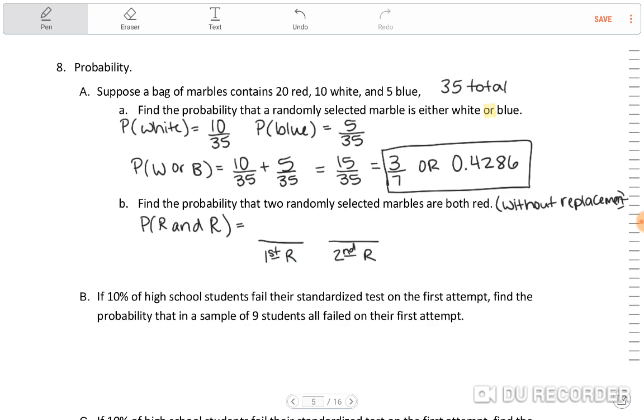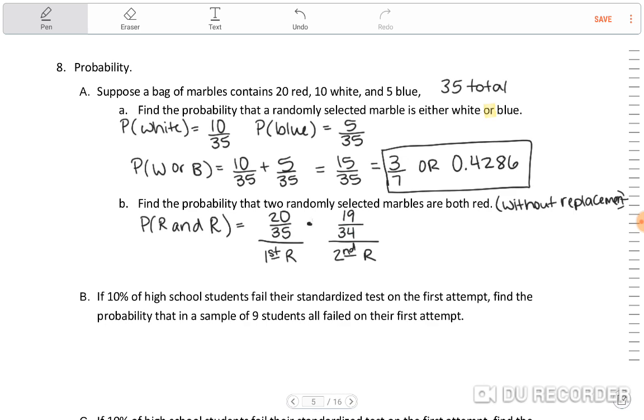What's the probability that the first one I draw out of there is red? There's 20 out of 35 total. So I take a red out of the bag. Now, what's the probability that the second one I draw is a red? I've taken one of the reds out already, so I'm down to 19 reds in the bag. And I took a marble out of the total, so I'm now down to 34 total. For and type situations, this is when we multiply.